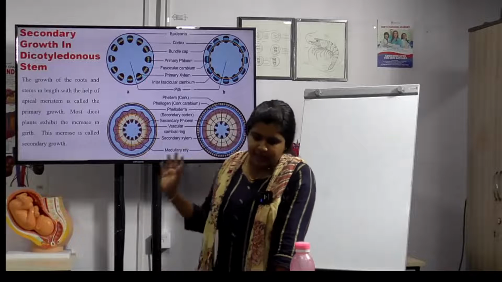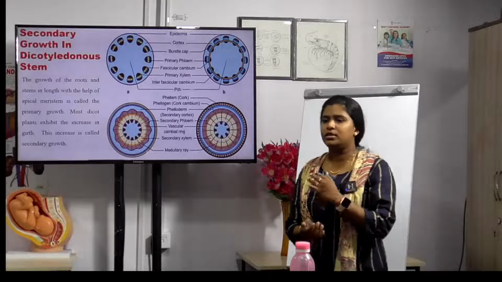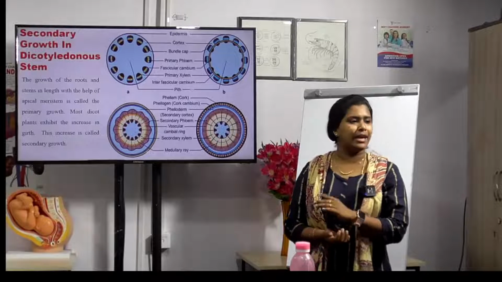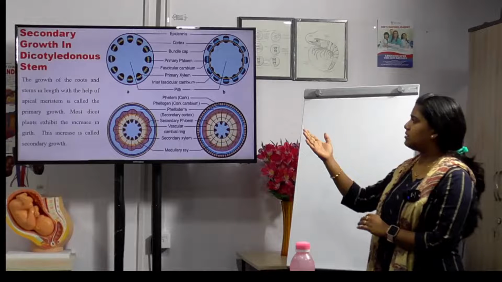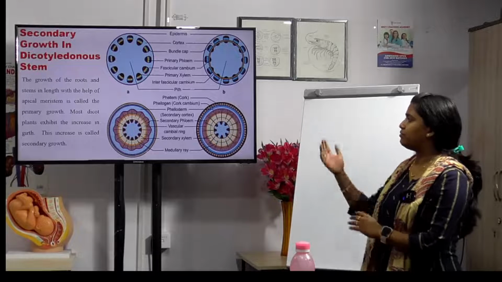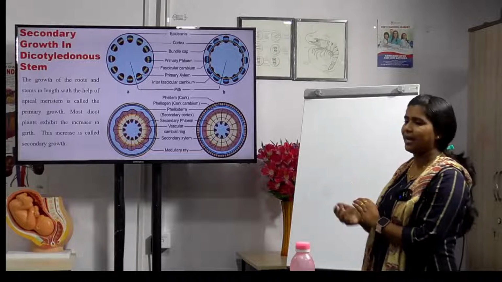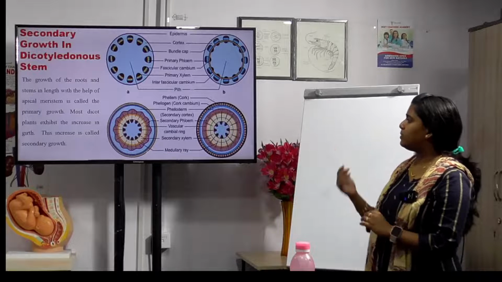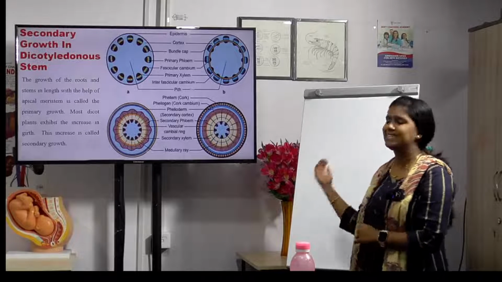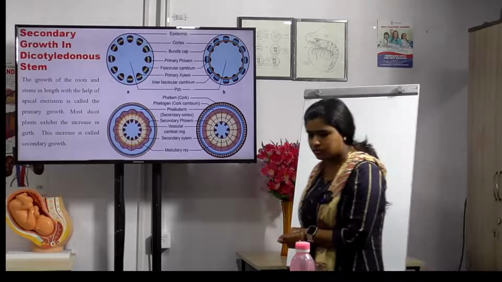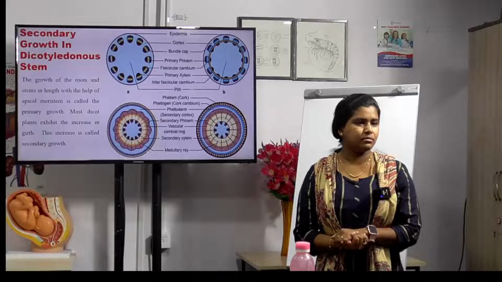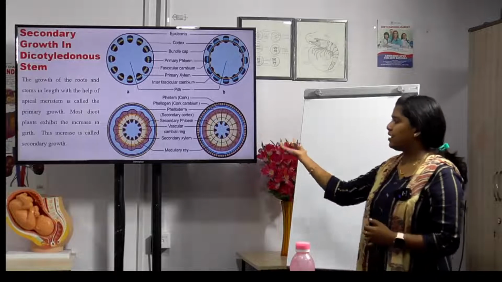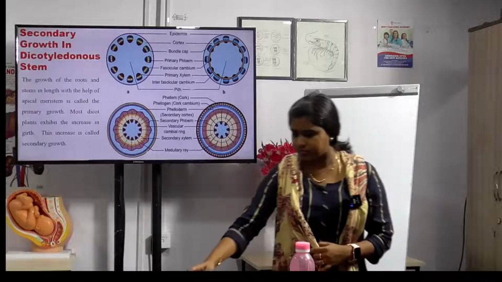Okay, in dicot plants, secondary growth in the stem occurs usually in the stele and cortex only. And the growth of the roots and the stem in length with the help of the apical meristem is called primary growth. And most dicot plants exhibit an increase in growth. Growth means what? Growth means it grows. This is called secondary growth.